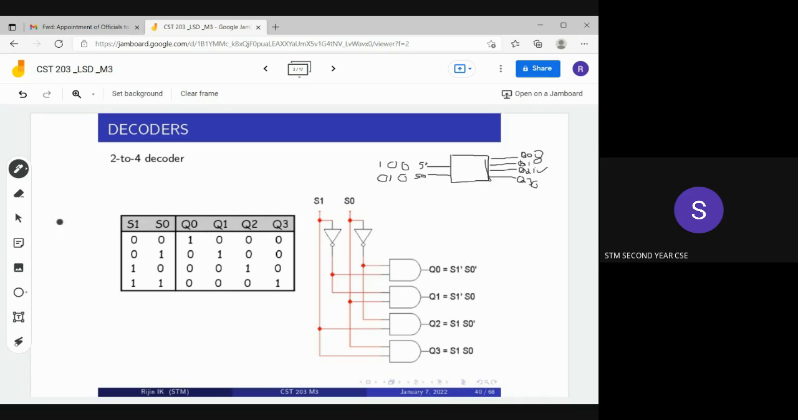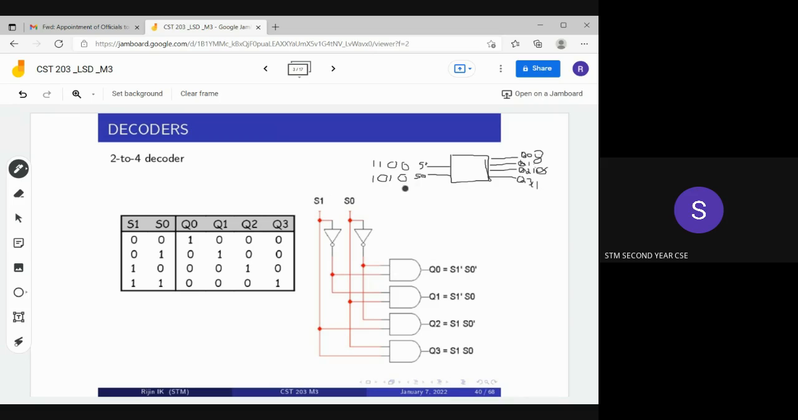And if both the inputs are 1, it will activate the Q3 line. Remaining all bits will be 0. So these are the different possible output combinations based on these input values.